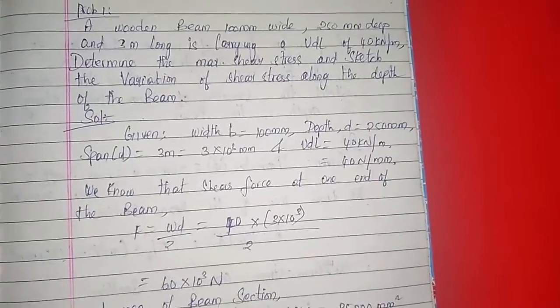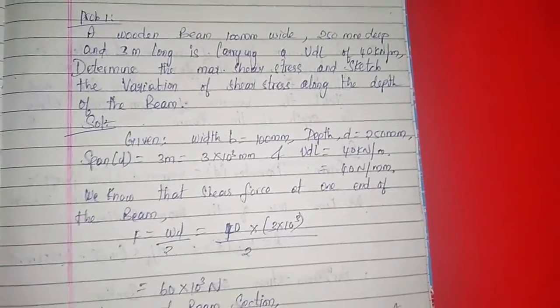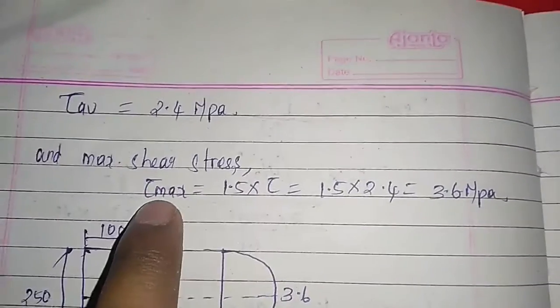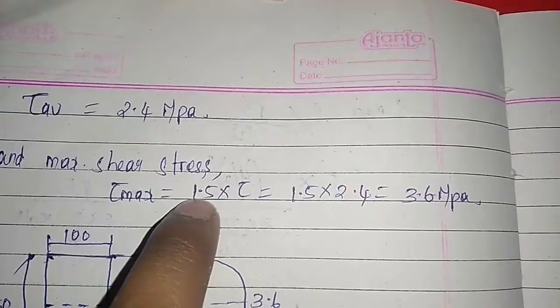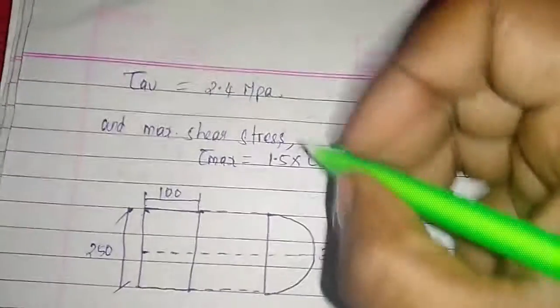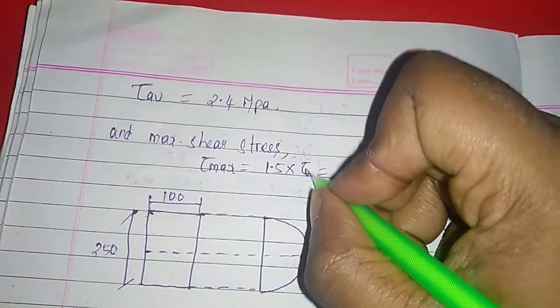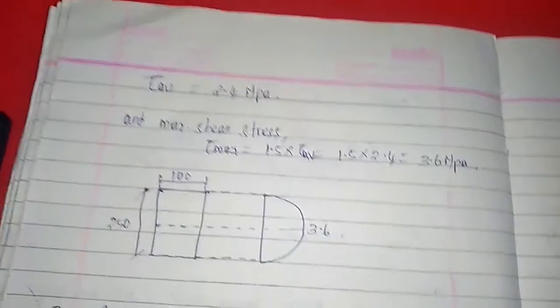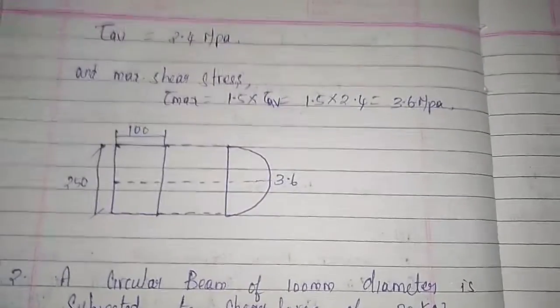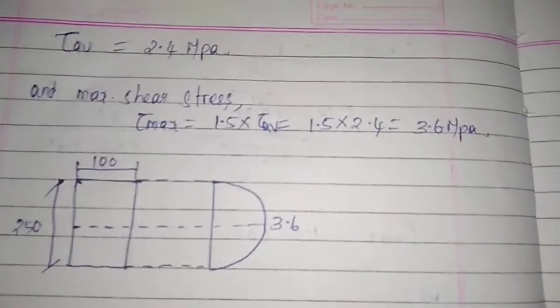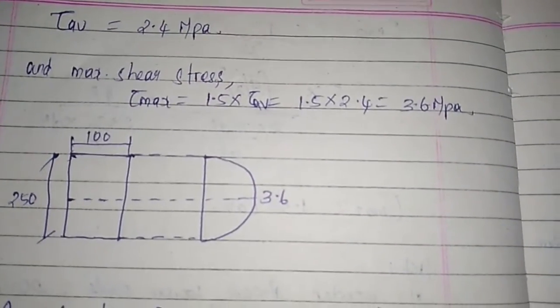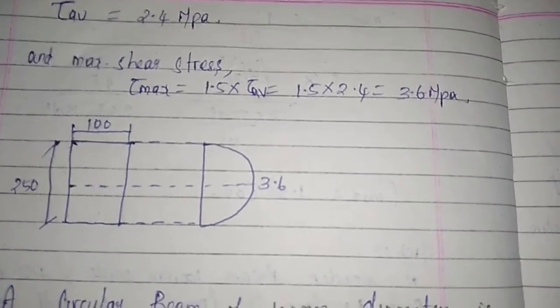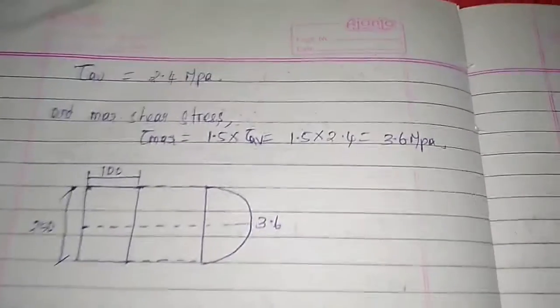So now, the maximum shear stress for a rectangular beam, I will show you the formula. Maximum shear stress for a rectangular beam is tau maximum equal to 1.5 into tau AV. See, 1.5 into tau AV. Okay, that is the average shear stress. So for a rectangular beam, your maximum shear stress is equal to 1.5 into tau AV.